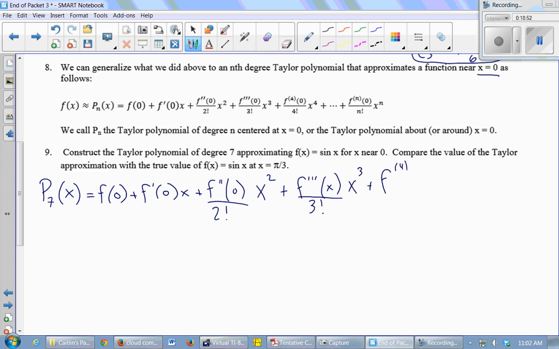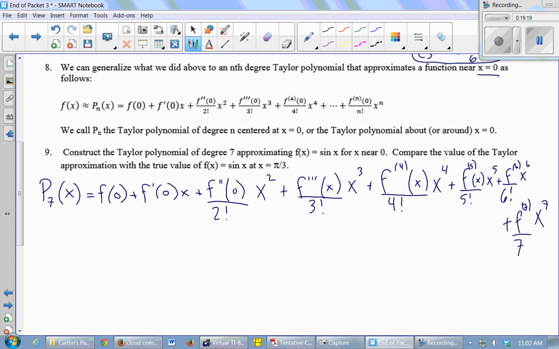It's the 4th degree. Okay, I'll write really small. And then the 6th derivative over 6 factorial x to the 6th plus the 7th derivative x to the 7th over 7 factorial. All right, so that's what I need to know.